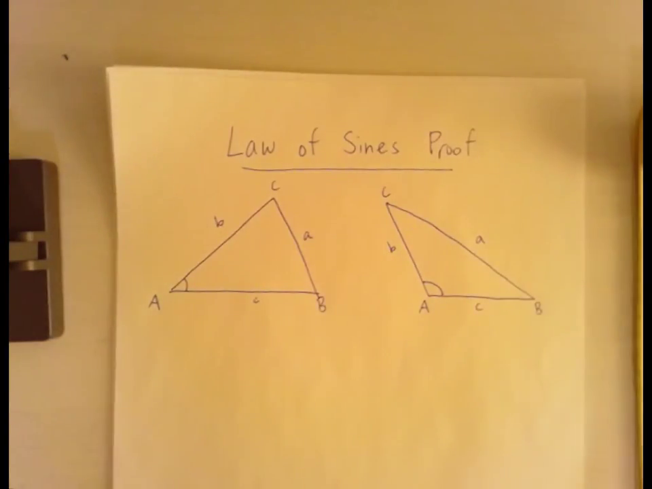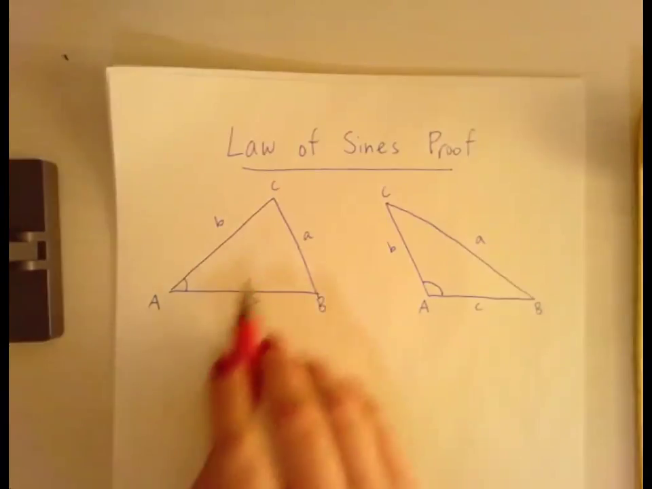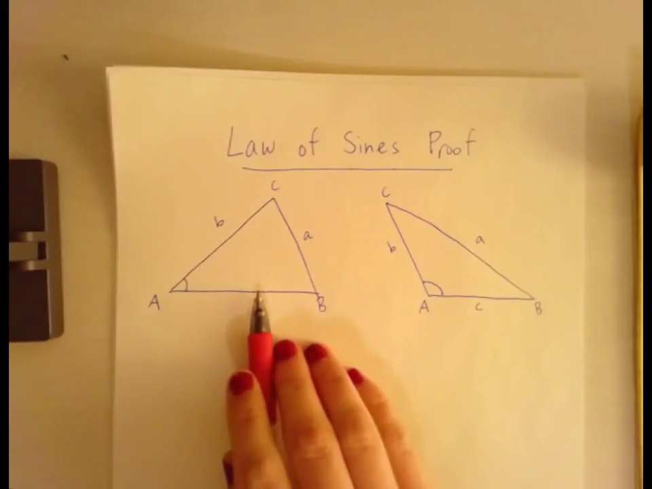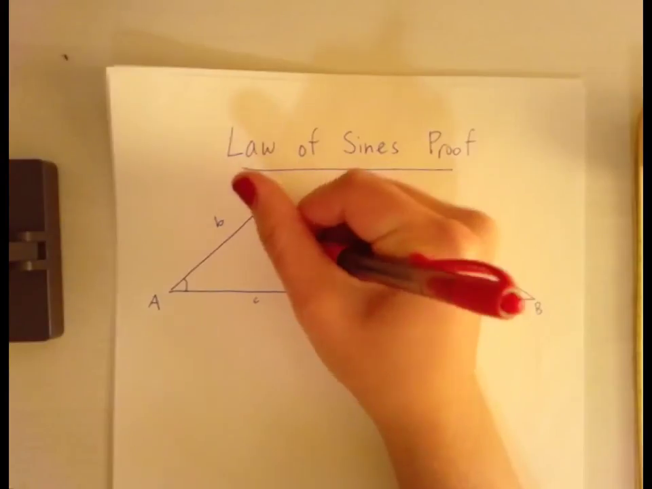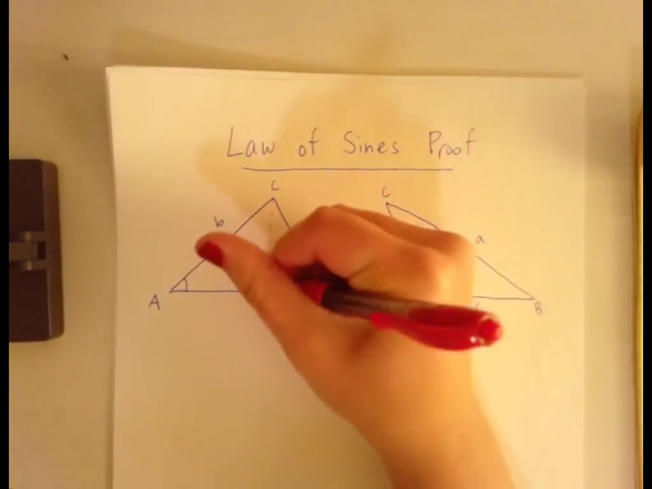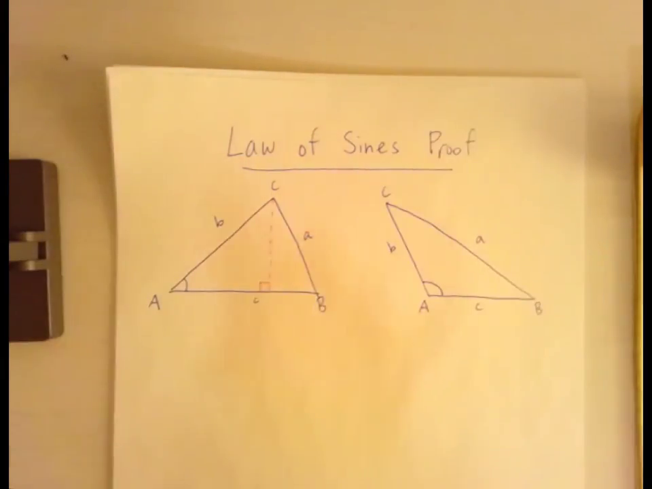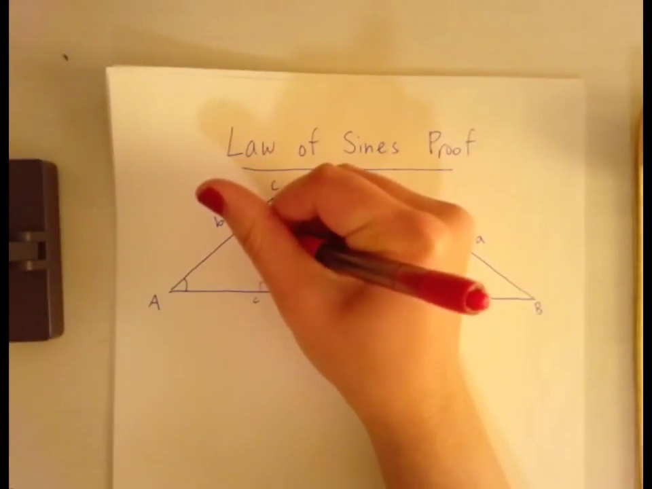Okay. The next thing we're going to draw about these triangles are their heights. So in this triangle where A is acute, we're going to draw a line directly down from C, and we're going to create a right triangle by doing that, and we're going to call that the height of our triangle.